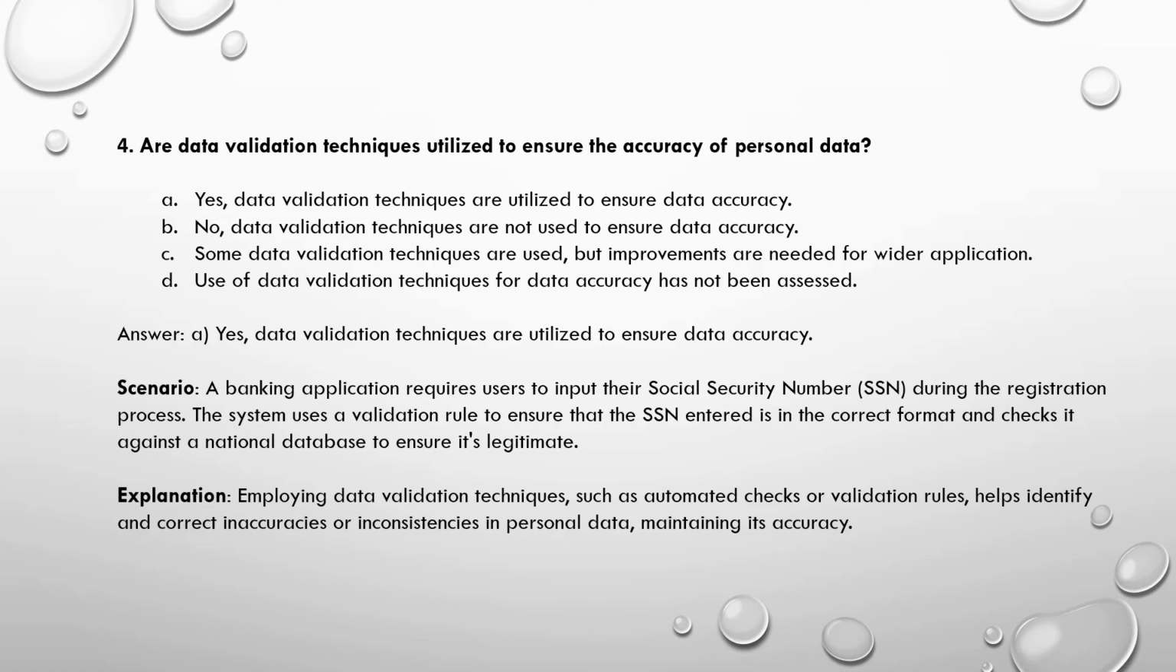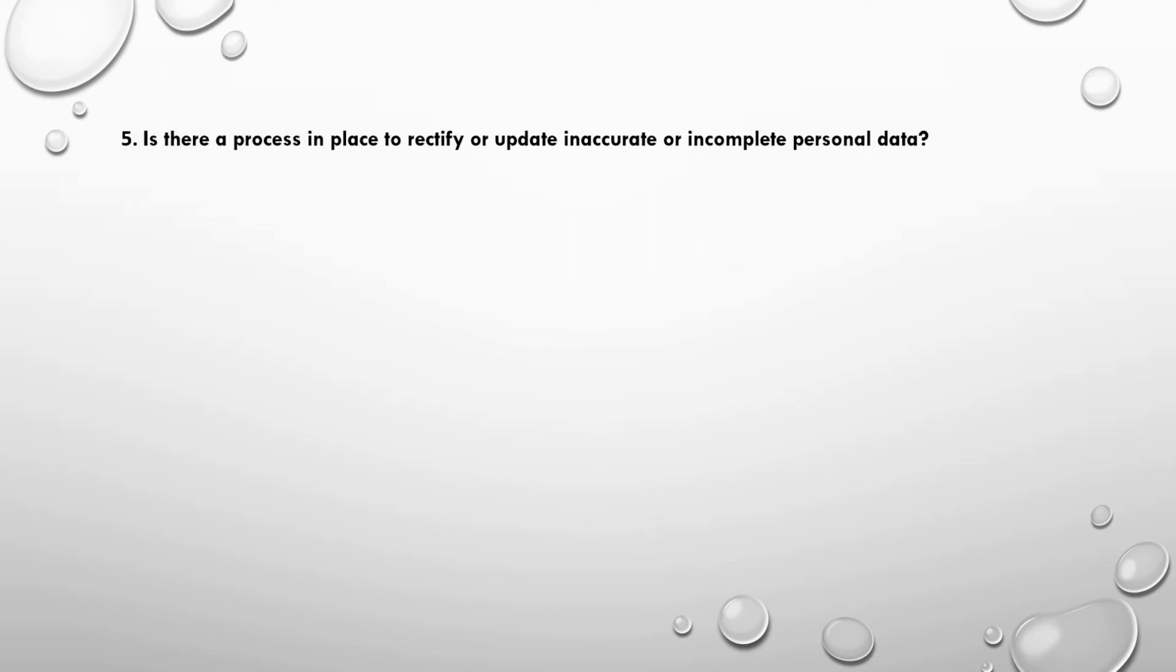Let's go to the next question, number 5. Is there a process in place to rectify or update inaccurate or incomplete personal data? So, this question seeks to determine whether an organization has established formal procedures to correct or update any personal data that may be inaccurate or incomplete. Right. Given the importance of accurate data for decision making and compliance, especially under regulations like GDPR, this is a pivotal question.